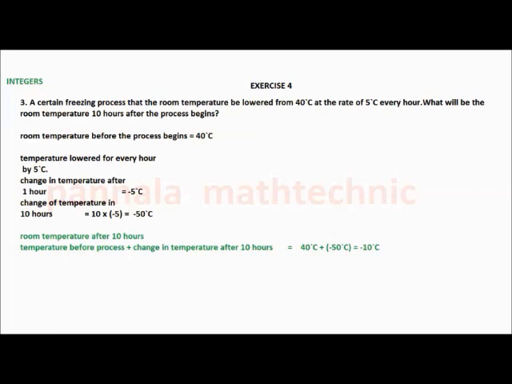Room temperature after 10 hours is the temperature before the process plus the change in temperature after 10 hours, that is 40 degrees centigrade plus minus 50 degrees centigrade. The minus value is more, so the result will be in minus, that is minus 10 degrees centigrade.